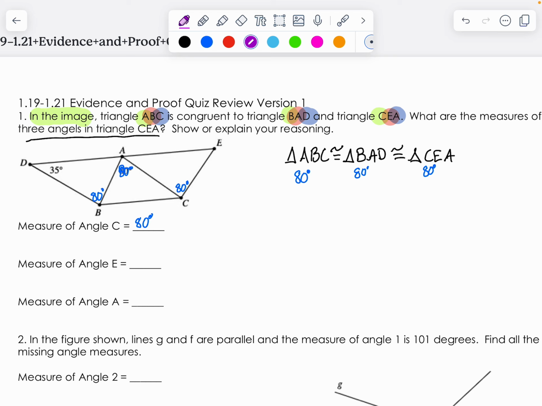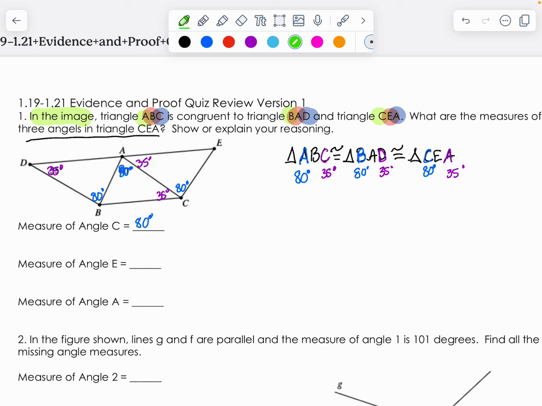Then looking at the next one, let's just go to D right here. In triangle BAD, that's 35 degrees. So in this one right here, that's also 35 degrees because C is the last letter. And then A would be the 35-degree one as well. The order of the letters matters. The first letter in each one of them corresponds. So A corresponds to B in that triangle, which corresponds to C in that triangle. C corresponds to D, which corresponds to A in that triangle.